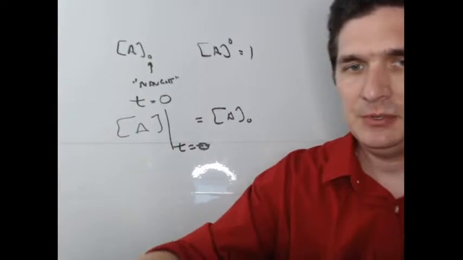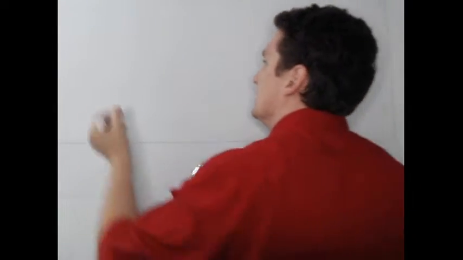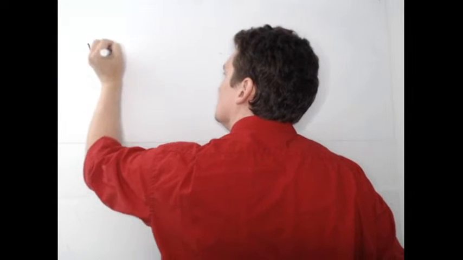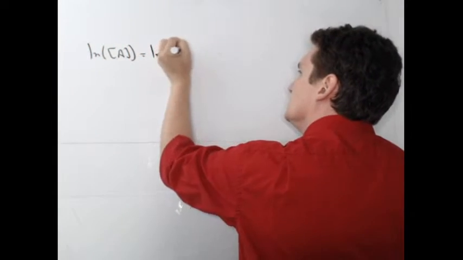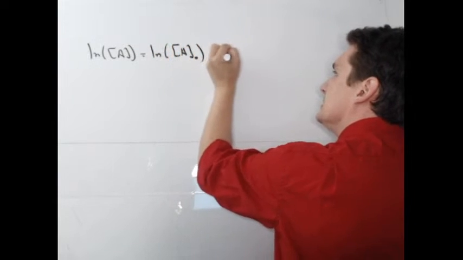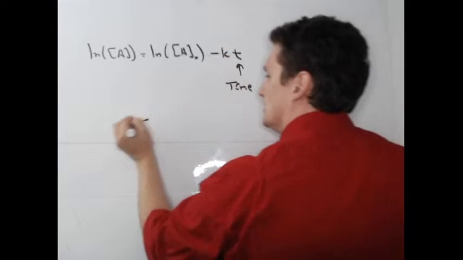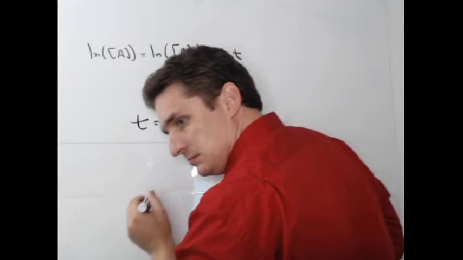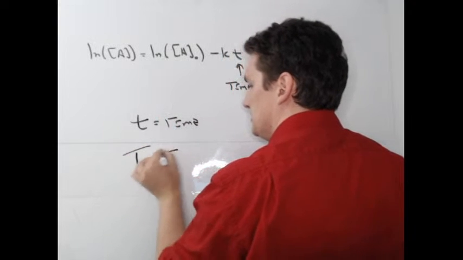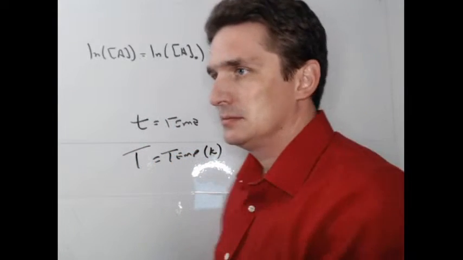And it's not temperature, it's time. So we have ln concentration of A equals ln A naught minus kt. The t here is time. So little t is always time, and big T is temp. And pretty much from here on out, we're going to be working in Kelvin.